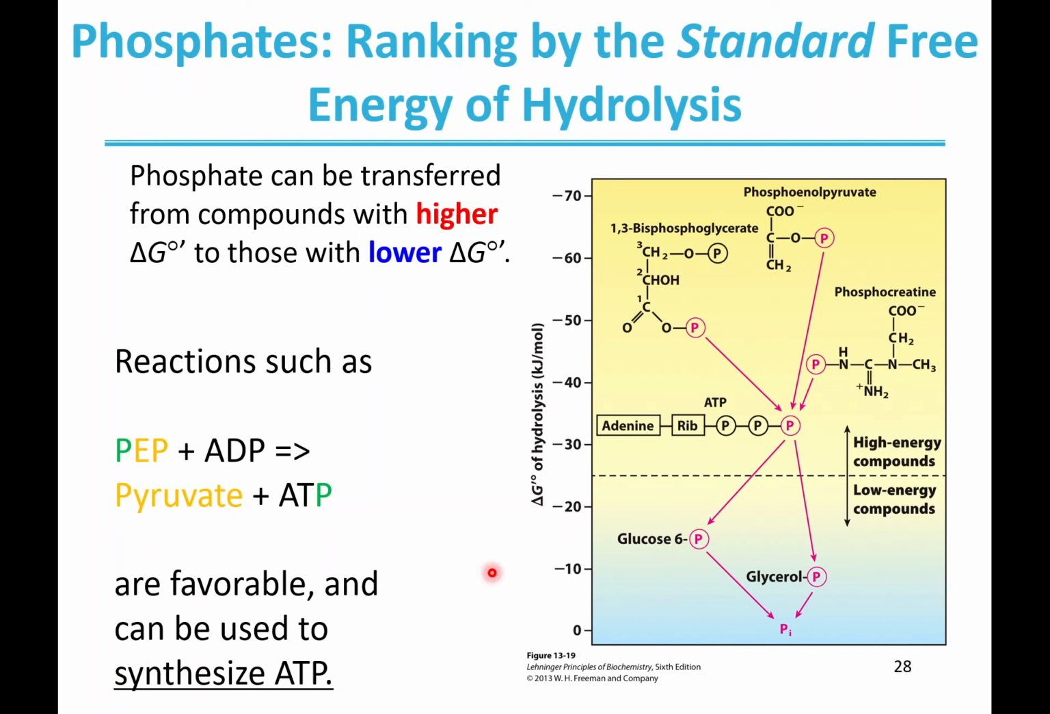And this is how metabolism works. You have pathways that create very high energy molecules that can be used to create more ATP, and then that ATP can be used to phosphorylate other molecules or drive other reactions forward.